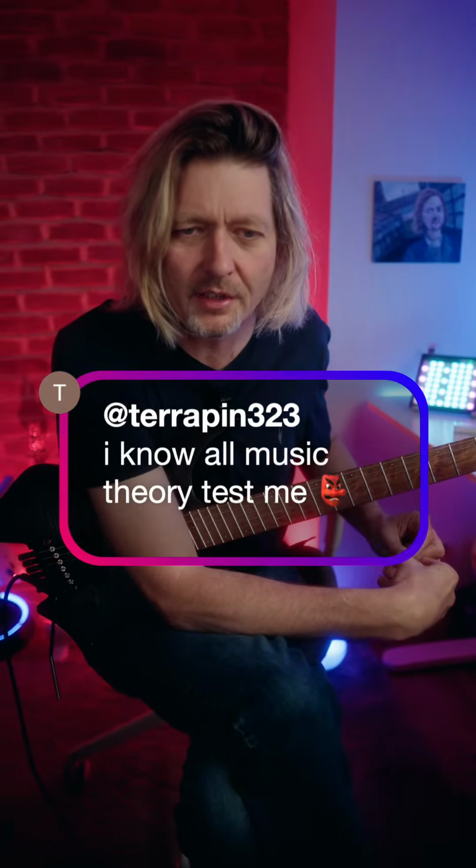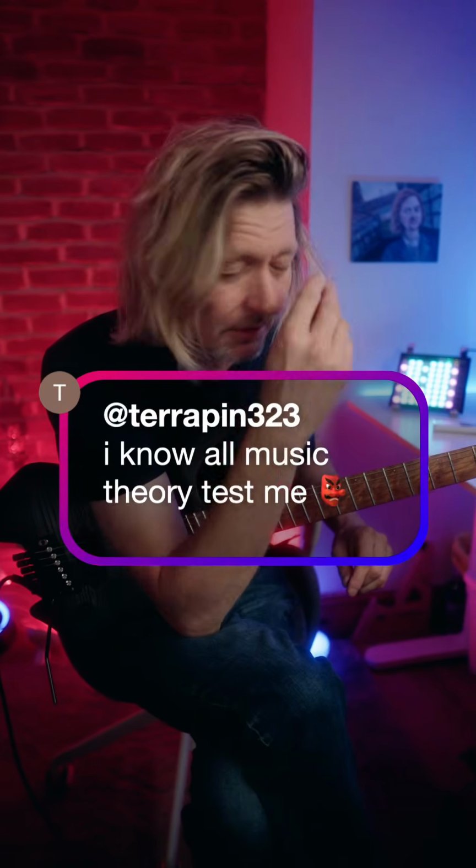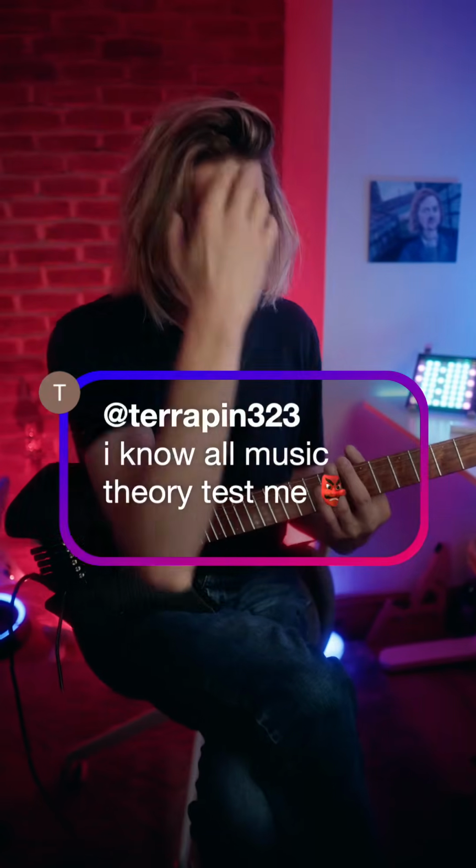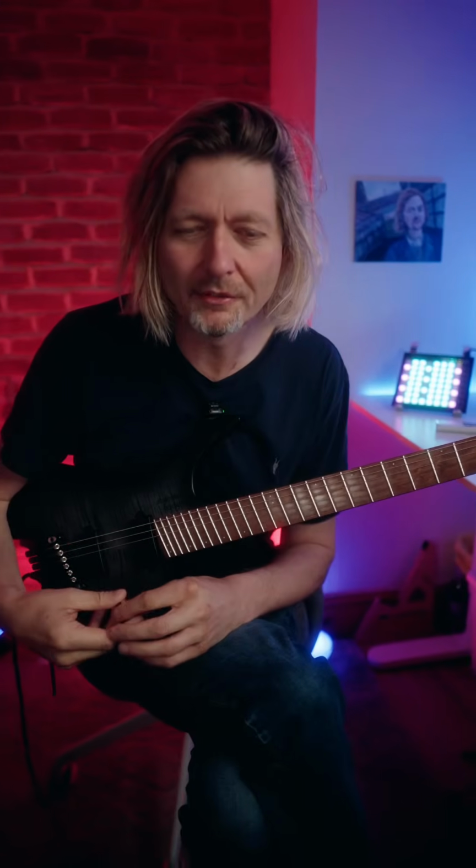Terrapin, I know all music theory tests me, and I don't need to test you. I'll just assume that that's actually the case. What I'm interested in is, do you have a YouTube channel? Because I'm hoping that you have a YouTube channel, as you know all of the theory, like a bit of a Rick Beato thing, and you're going to educate us all, because that would be good.